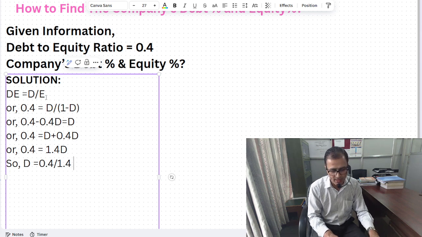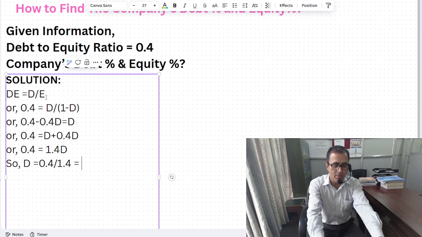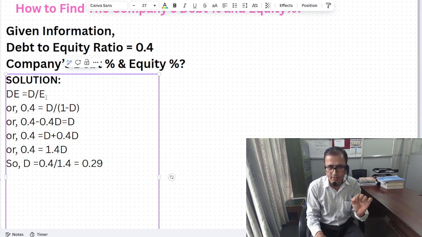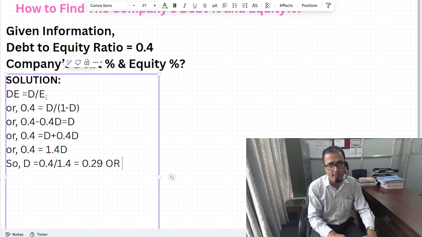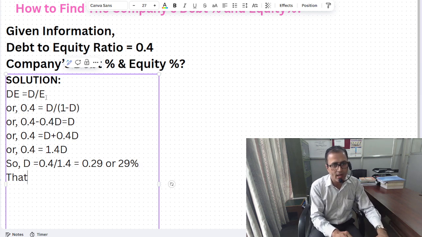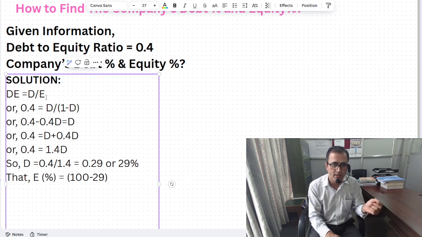Okay, that will provide you the fraction value. You can use your calculator, and this will provide you about 0.29. Okay, if debt is 0.29, you can say friends, this is 29% if you multiply with 100. That is why can we say our overall equity percentage would be how much? Equity in percentage would be simply 100% minus 29. If you are using fractions, then 1 minus 0.29.